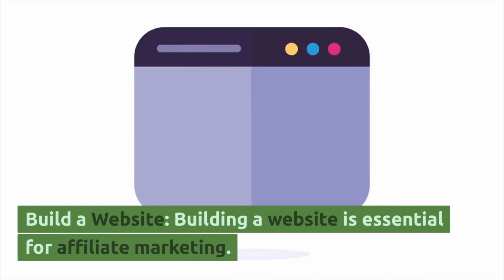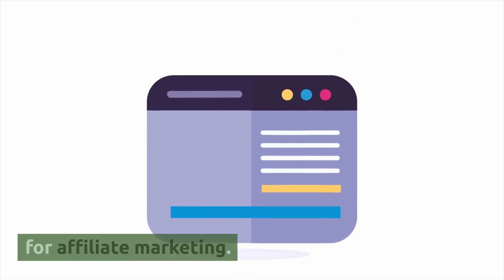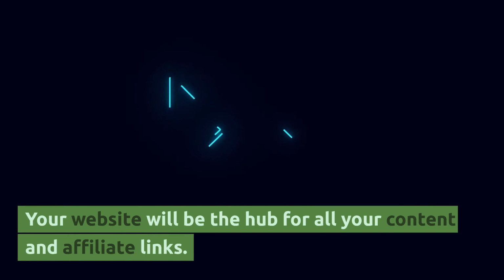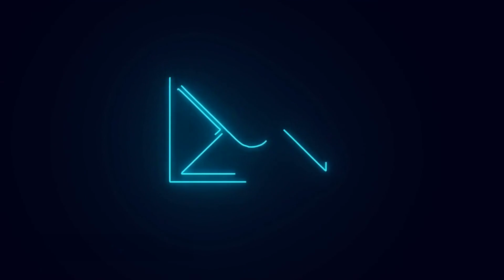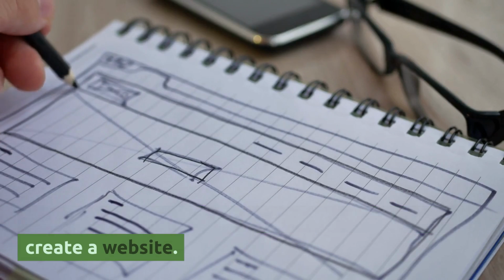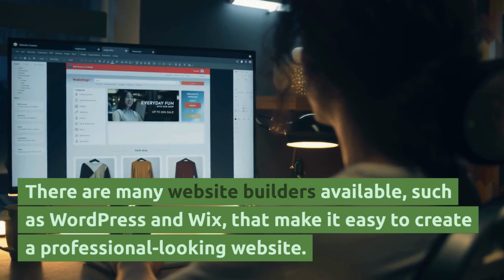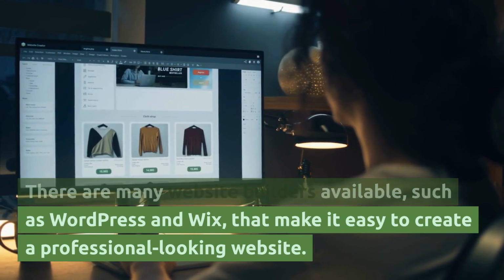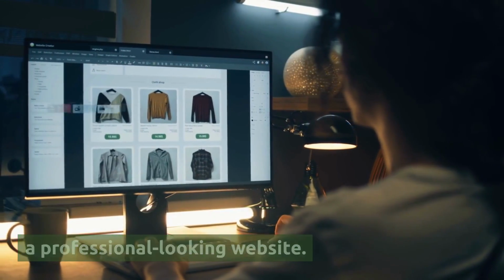3. Build a website. Building a website is essential for affiliate marketing. Your website will be the hub for all your content and affiliate links. You don't need to be an expert in web design to create a website. There are many website builders available, such as WordPress and Wix, that make it easy to create a professional-looking website.